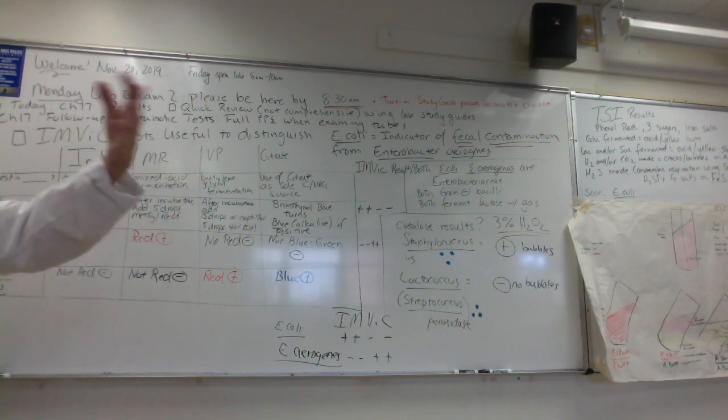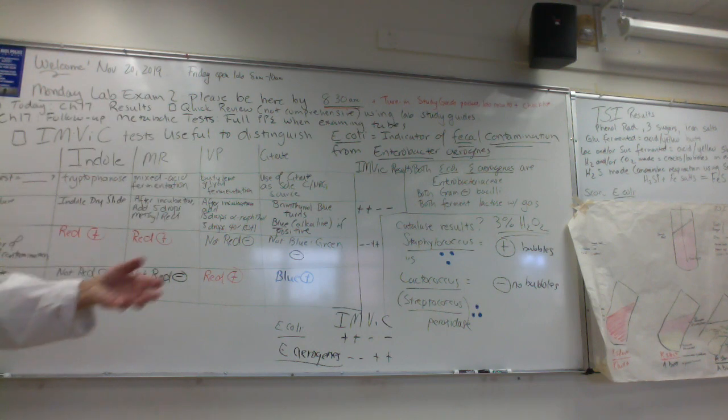So maybe this was just runoff from the surrounding forest or somewhere, right? Maybe it's just Enterobacter aerogenes. Which tests would you run to distinguish E. coli from Enterobacter aerogenes? Okay, well, and maybe a series of tests? I mean, you're right. You're absolutely right.